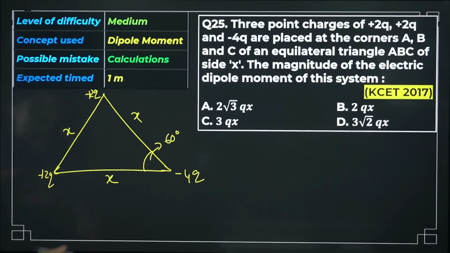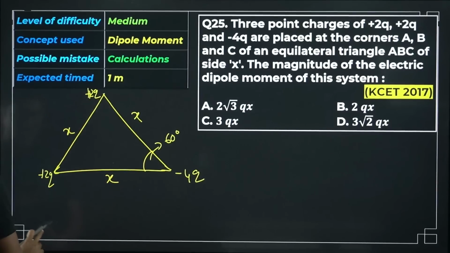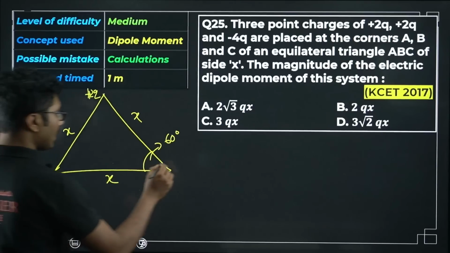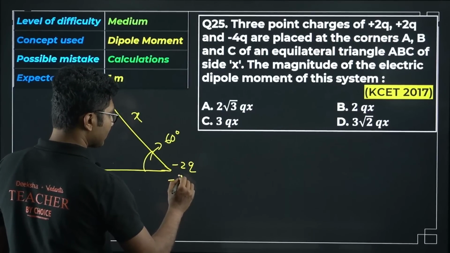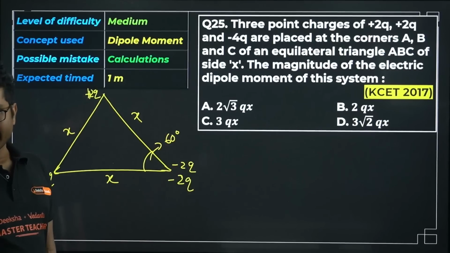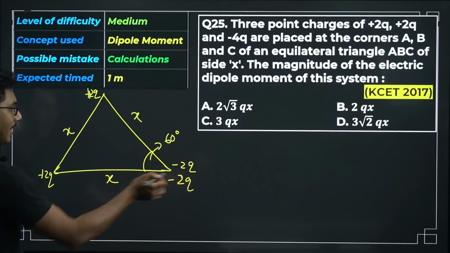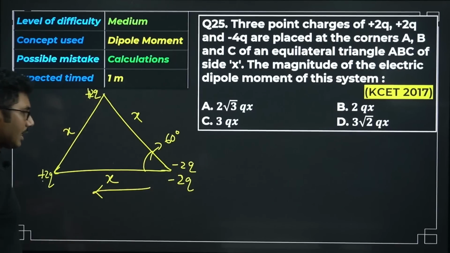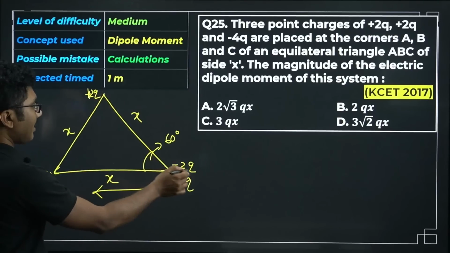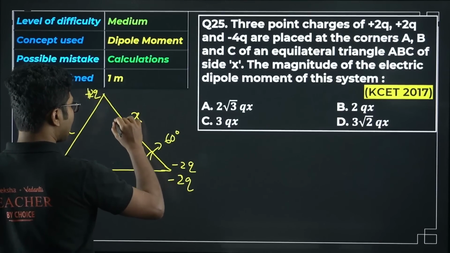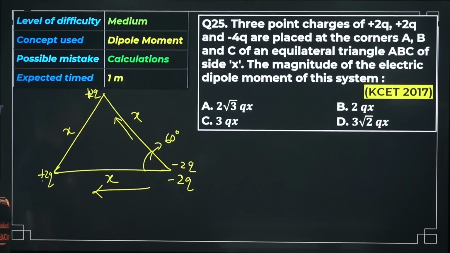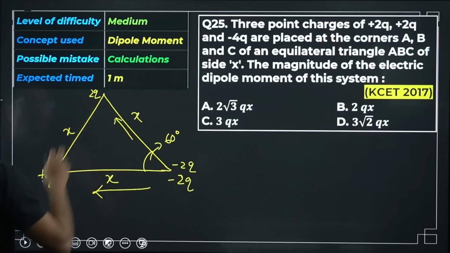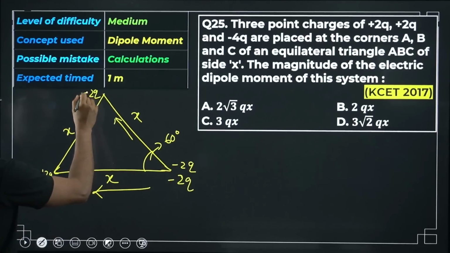Now how to do that? Even though the combination is weird, we can divide this minus 4q into 2 parts. Okay, minus 2q over here and minus 2q over here. Combined, it is still minus 4q, and we know that this minus 2q and this plus 2q will form one dipole moment, and that direction will be from negative to positive. Again, this minus 2q and this plus 2q will form another dipole moment, and this direction will again be from negative to positive. So you can divide it like this to find the equivalent dipole moment.